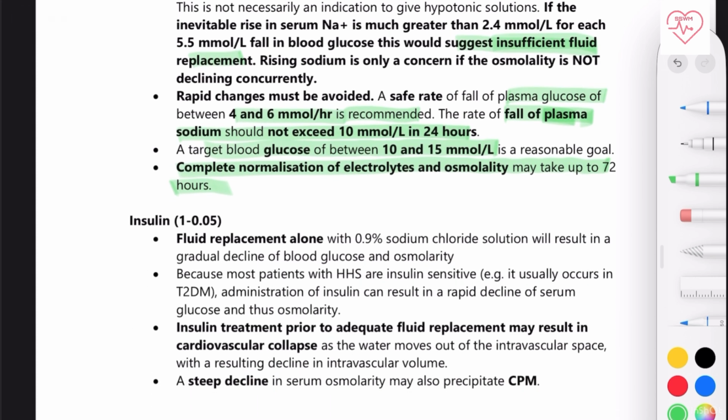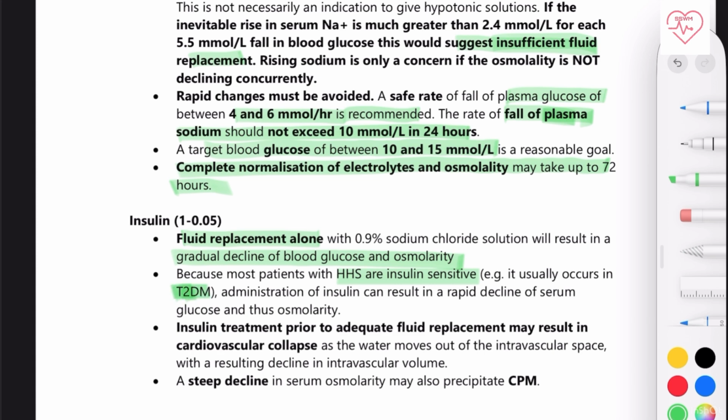Fluid replacement alone with 0.9% sodium chloride will result in a gradual decline of blood glucose and osmolarity. What can fluid replacement alone do? That will gradually decline blood glucose and osmolarity, because most patients with HHS are insulin sensitive. For example, it usually occurs in T2DM.